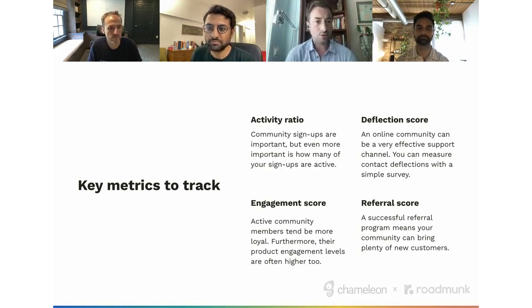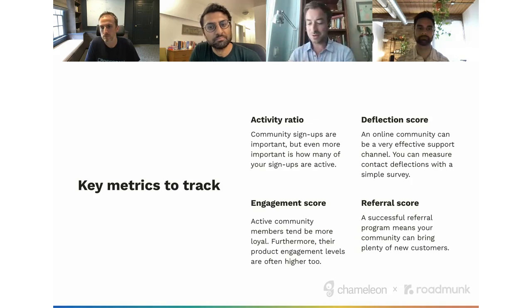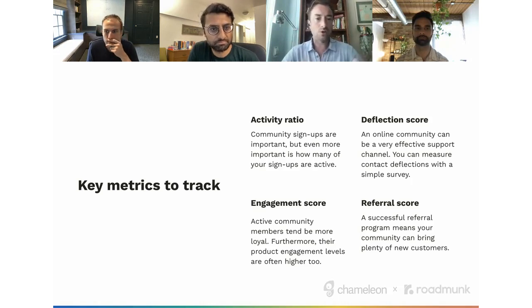But then there are more business-type metrics that I think are very important, like the deflection score, which is traditionally what most communities have been measuring, especially in the B2C space for years. This is about how helpful your community is when it comes to helping your customers, and it can be very effective, even much faster than support teams at times. It's a different type of support, but it's nonetheless support.